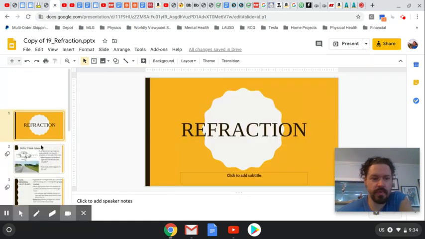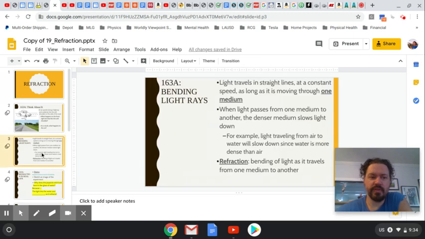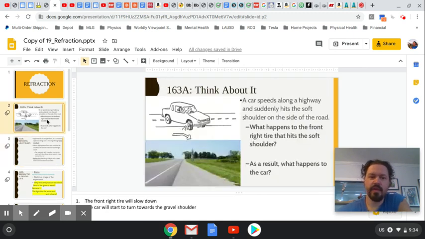All right, so we're starting off with a little something to think about here. That is a car driving along a highway, and suddenly it hits this shoulder. And what's this shoulder made of? This part of the road over here. It's not hard asphalt like this. It's usually made of gravel.